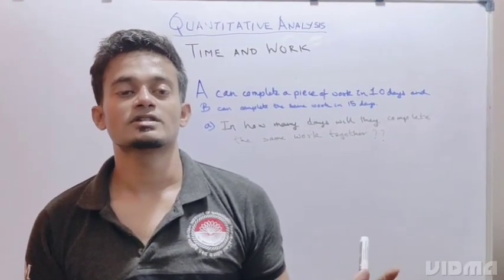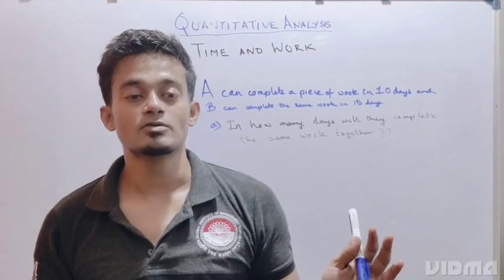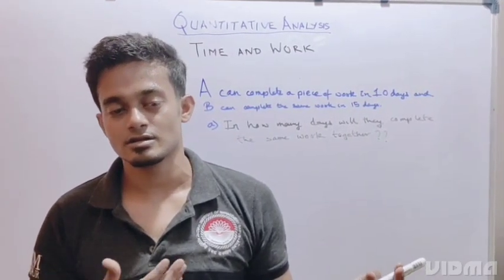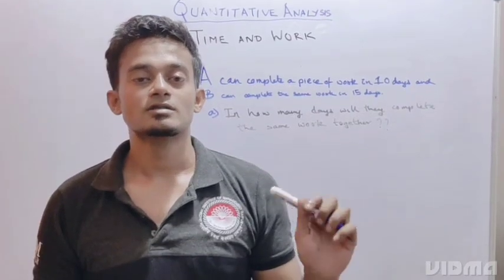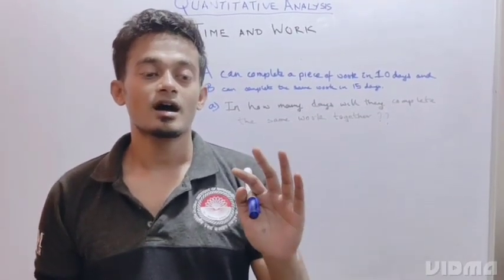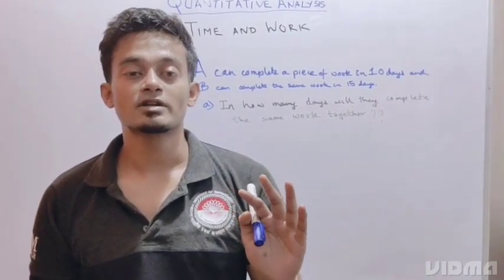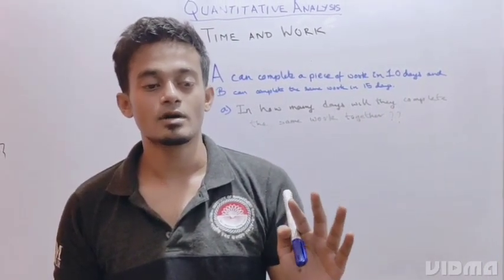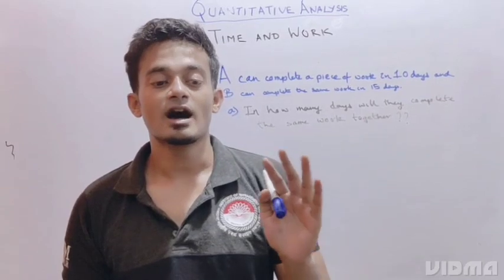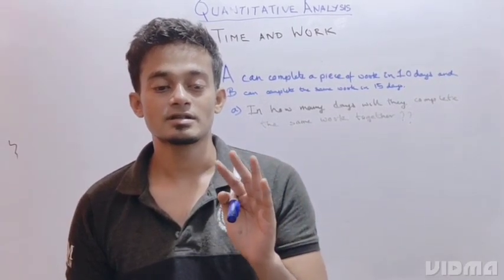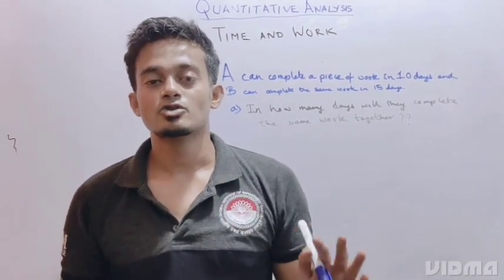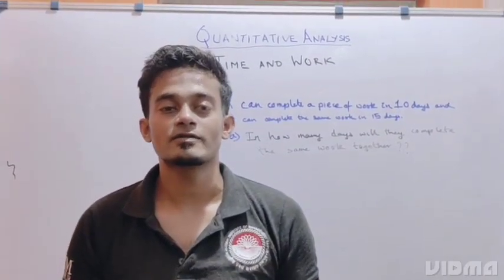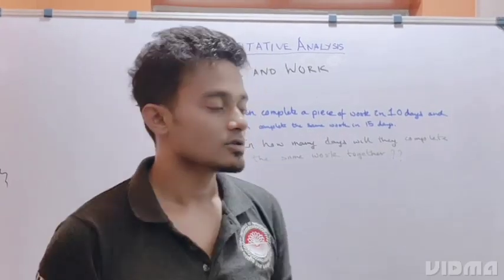Now for the next question. This question might sound big and twisted, but it is as easy as the previous questions were. Now the question is, A can complete a piece of work in 10 days and B can complete the same work in 15 days. In how many days will they complete the same work together? So if A and B start working together, how many days will it take for them to complete the work?